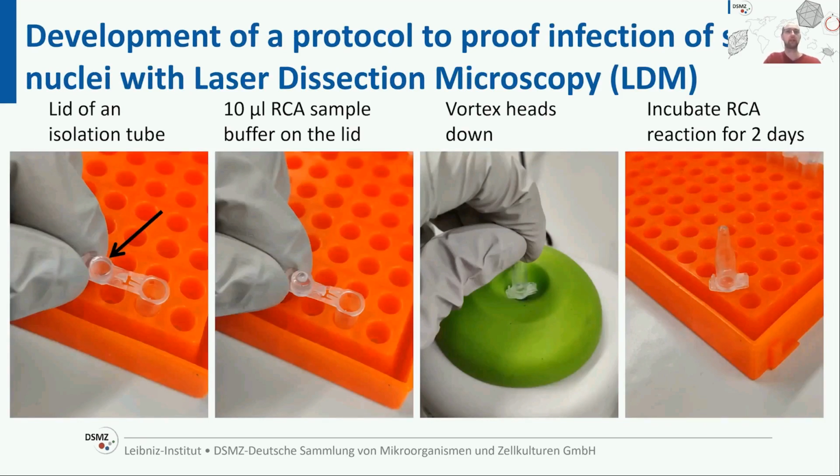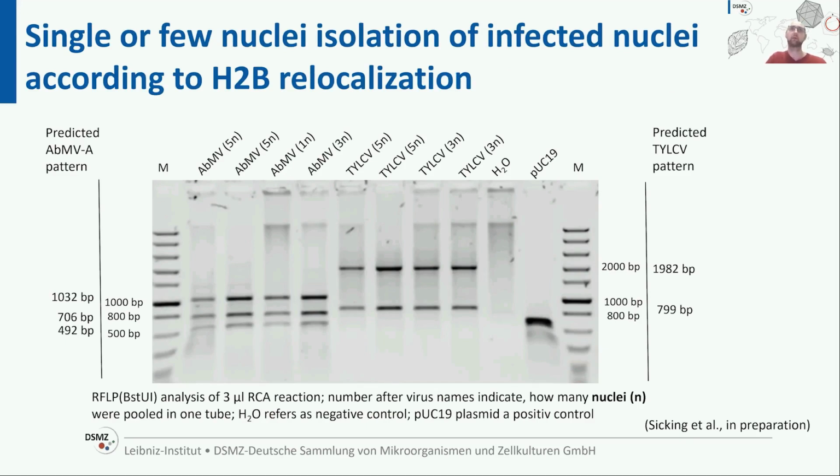So again, the RCA or qPCR analysis can be performed. I will show you in the next slide the RCA results. Here you can see that we can really prove the ABMV and TYLCV infection upon nuclei that show this H2B relocalization, and we only need few nuclei, so 3 to 5 nuclei are really enough to give us this specific band pattern that shows us that these nuclei are really infected.